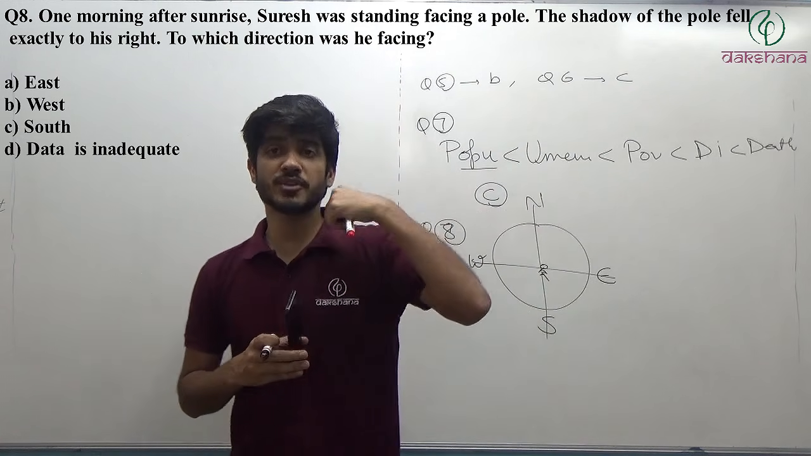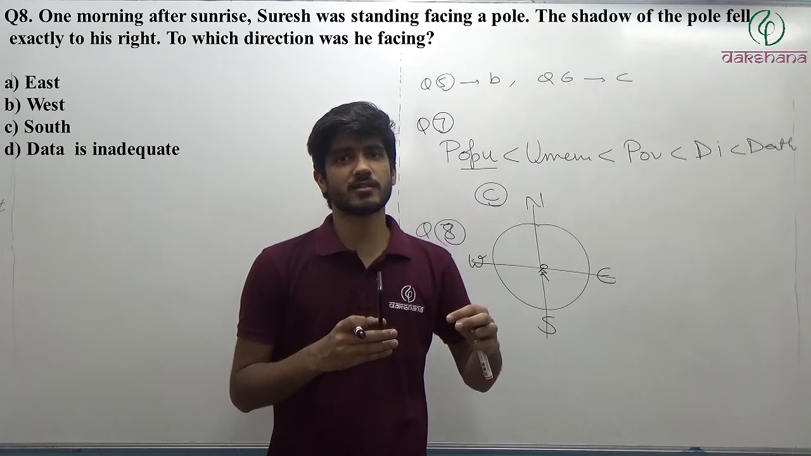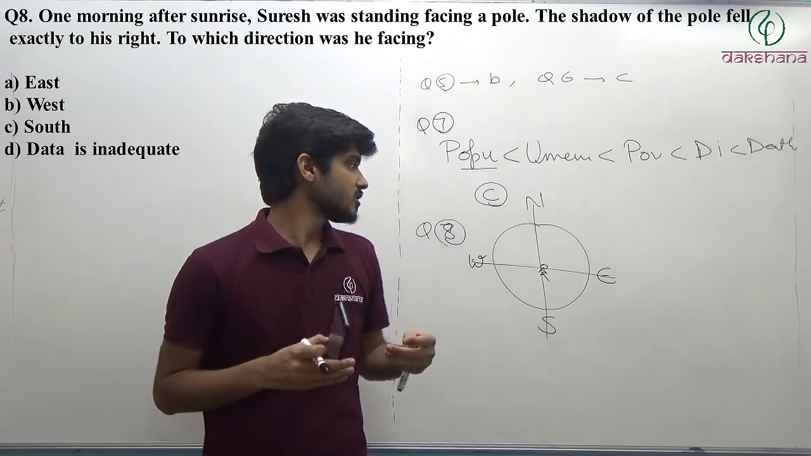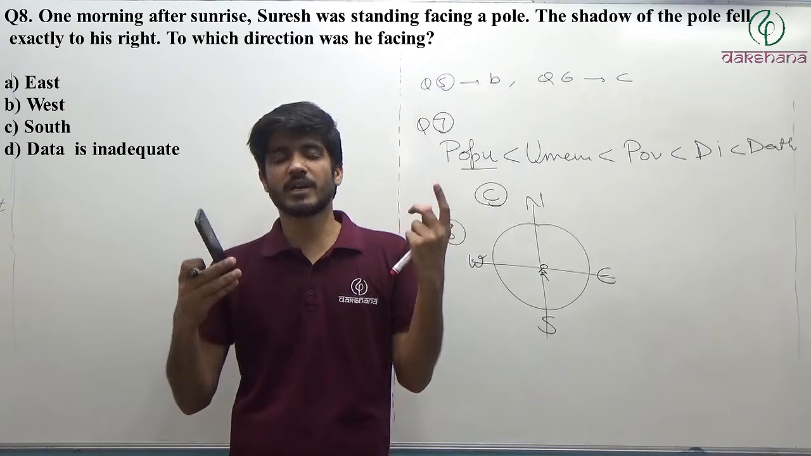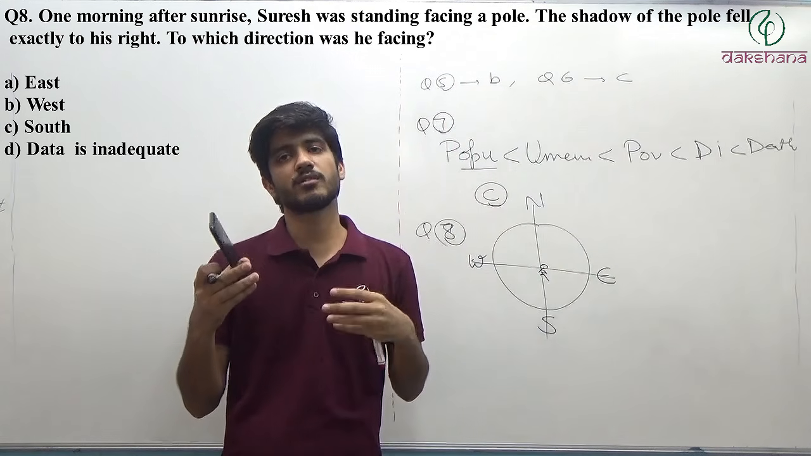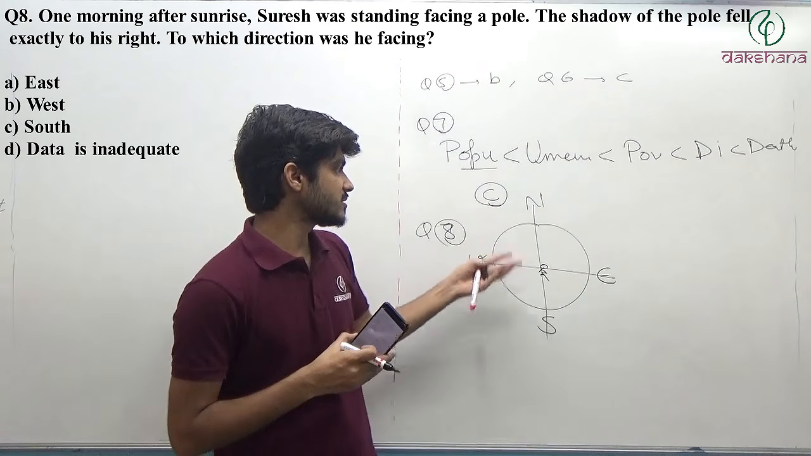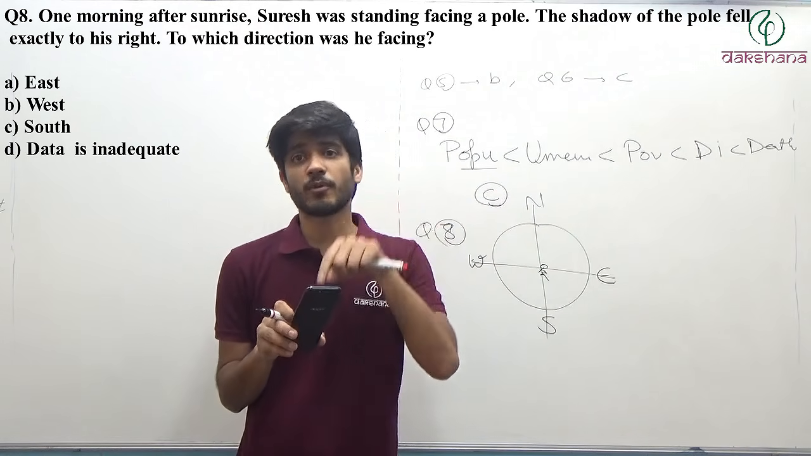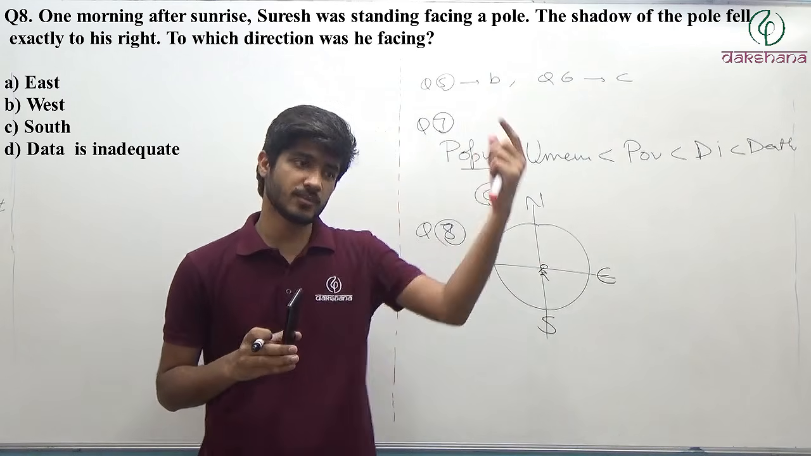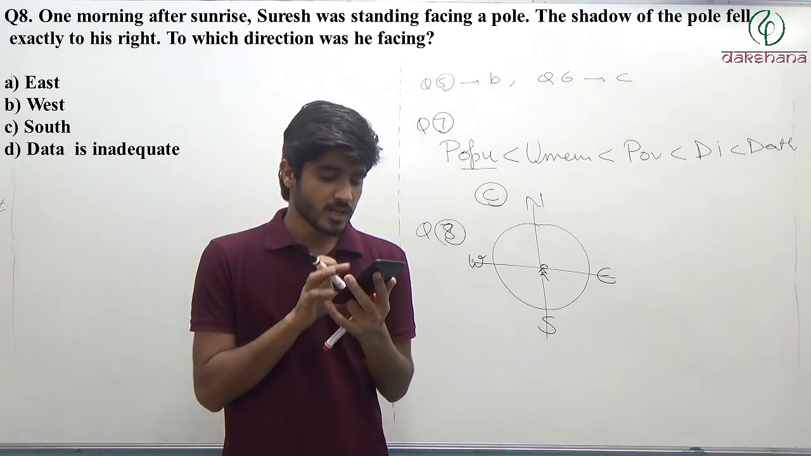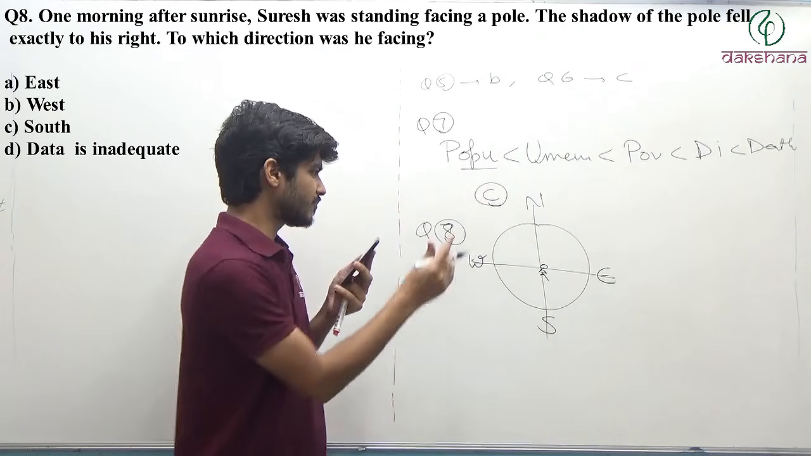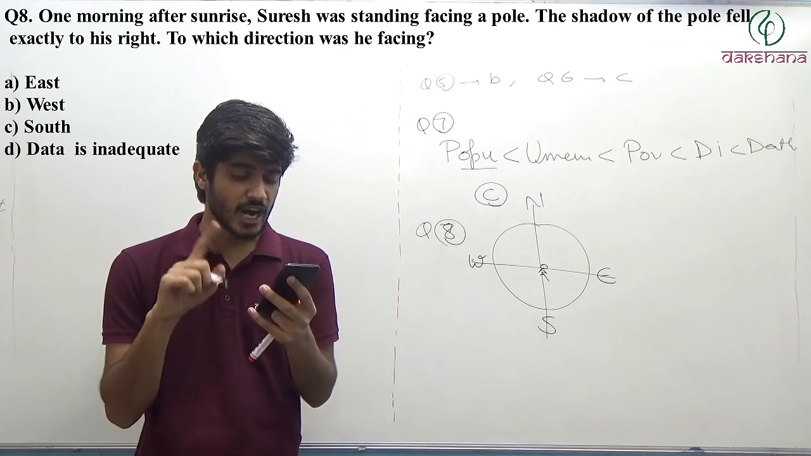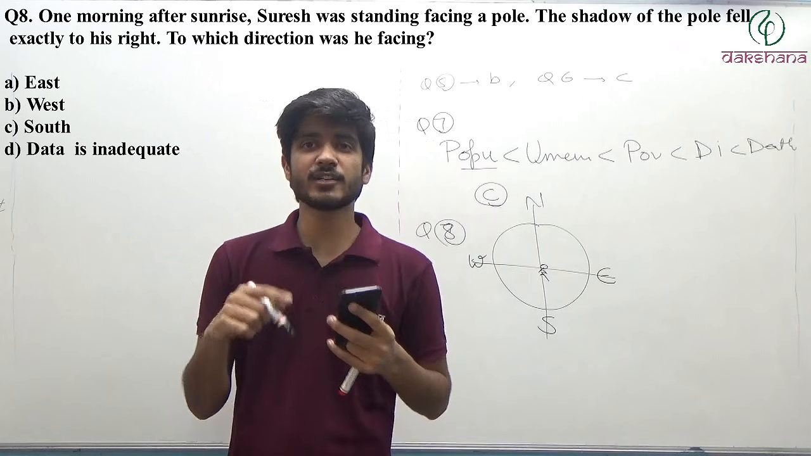But if you read the question further, it will clarify that it's the pole that you generally find in the streets. So it's not the north pole or south pole, but even if you imagine that, it will help you to solve the question. So maybe he's standing facing a particular pole, maybe north pole or south pole, but that's not what pole means in here. The pole is basically the pole on the streets. Okay, so he's facing a pole. That's fine. And they are saying the shadow of the pole fell exactly to his right.